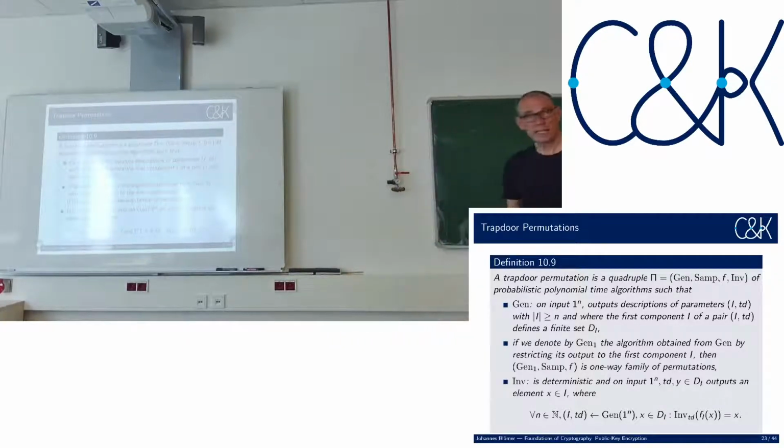So what this says is that for the function family, if I just give you the description parameters, it's hard to invert. But once I give you the trapdoor, you can invert. Okay.